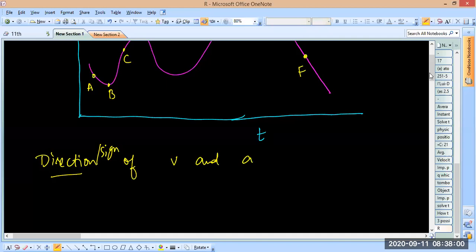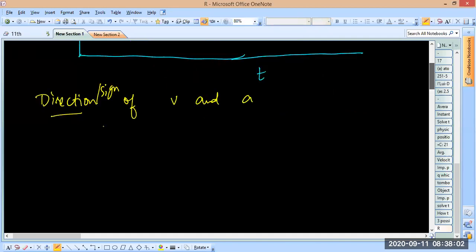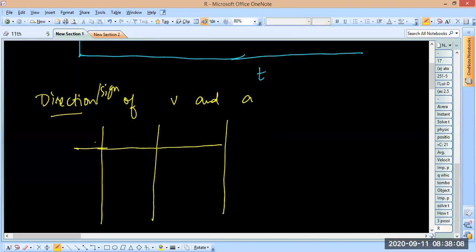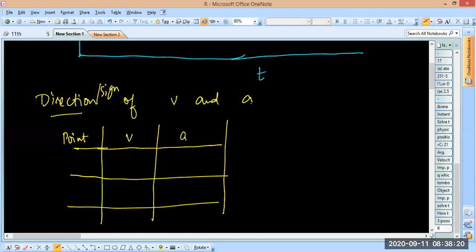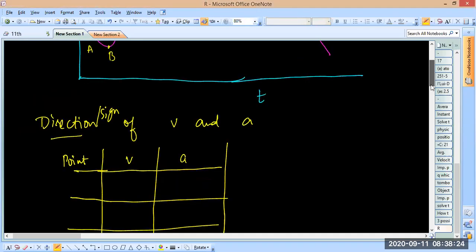All right, so everyone make a little table now, come on, make a table. This is point, and this is V, this is A. Now we are just going to write plus minus, okay, like that. It's not a parabola, Ananya. Parabola is quite different, right?